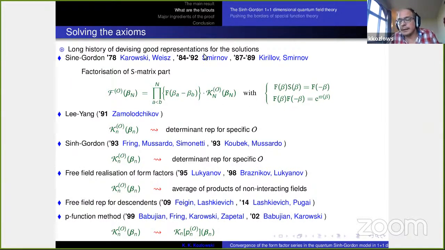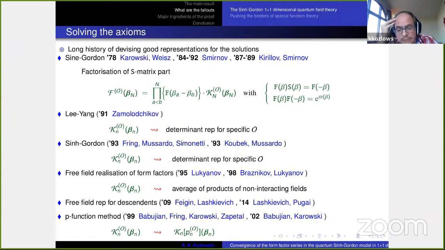And then there is the non-trivial part, K_n of O. The first proposition for K_n of O was for this Lee-Yang model by Zamolodchikov, who gave a determinant representation. This was then generalized to Sinh-Gordon by Fring, Mussardo, Simonetti, and Koubek-Mussardo, again by determinant representation. Then Lukyanov came up with his free field approach for solving bootstrap program equations, and in particular with Bernard, he gave some expression for K_n, and then the K_n are realized as the average of certain products of free fields, average in an appropriate representation.